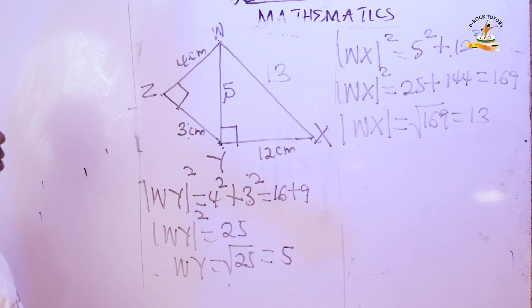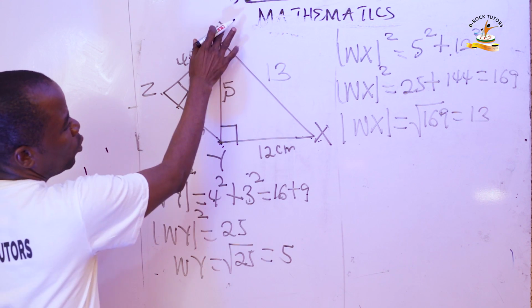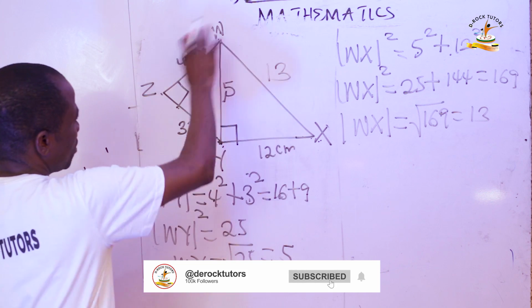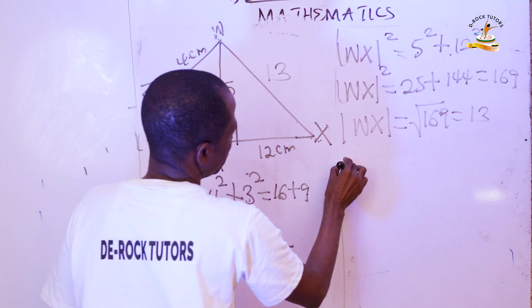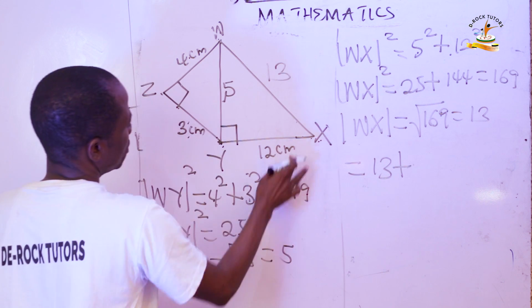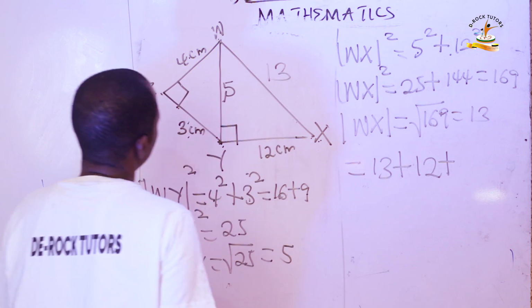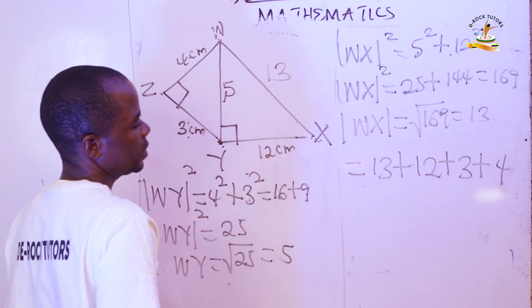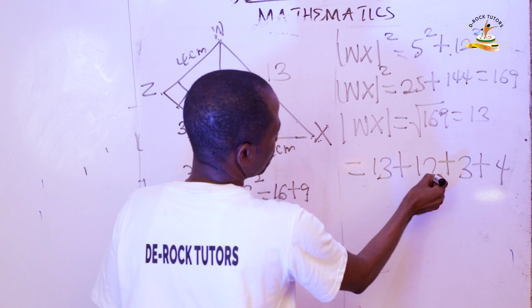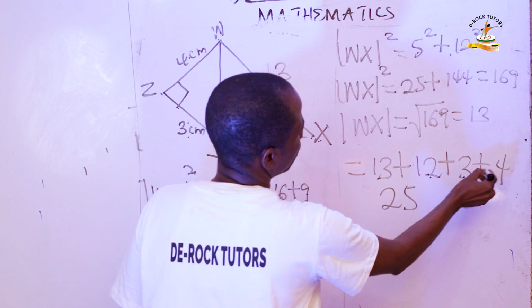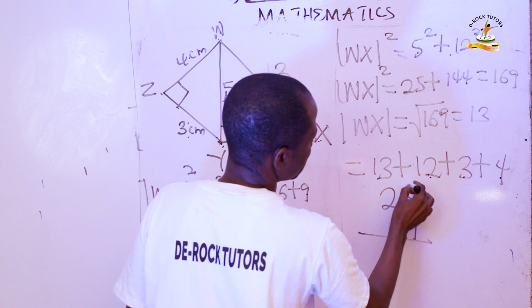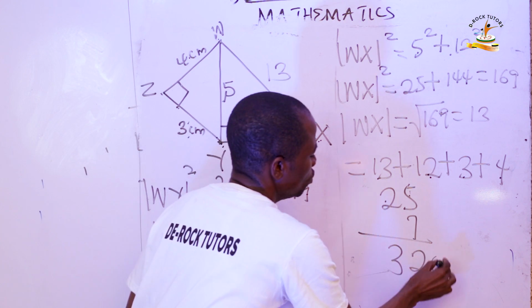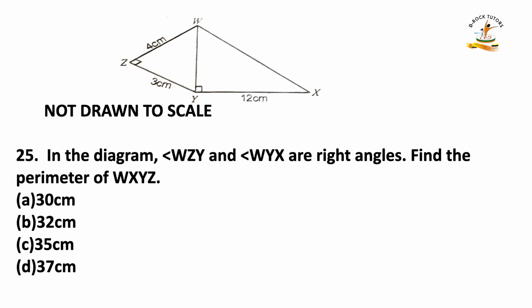And then we can finally do what the question expects us to do, and that's to find the perimeter of WXYZ. The perimeter is the length surrounding all of this shape. That's going to be 13 plus 12 plus 3 plus 4. If we add everything together, 13 plus 12 will give us 25. 3 plus 4 will give us 7. And if we add 7 to 25, that gives us 32 centimeters. The correct answer is B, 32 centimeters.